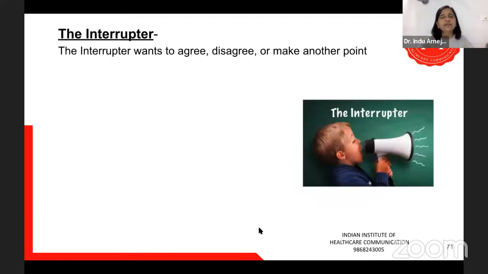The other category is interrupter. Interrupters are people who want to either agree or disagree or make another point. Again, if they are interrupting too often, it will be difficult for you to continue. Then you may also lose track of time.